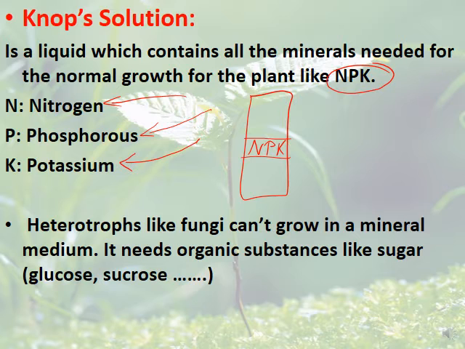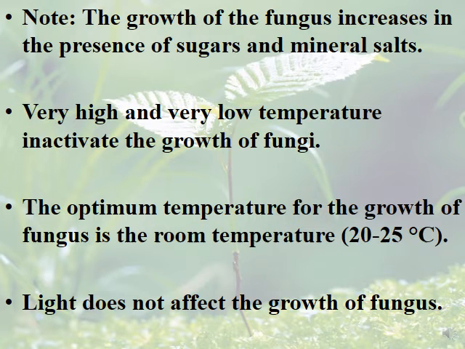Heterotrophs, like the fungi, cannot grow in a mineral medium. They need organic substances like sugar, like glucose, sucrose, and others. So in order for the fungi to grow, they have to grow in the presence of sugar and the mineral salts.